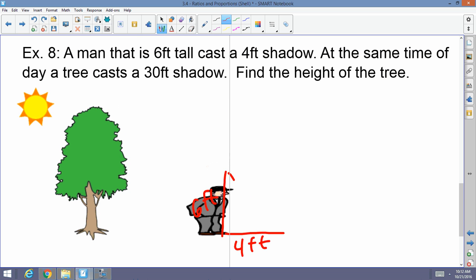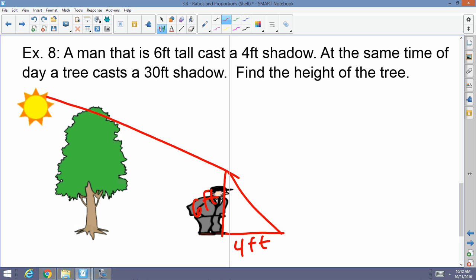So I just made a little triangle. Does everyone see what I did there? Now, why did the shadow go this way? Remember, the sun's this way, right? So the rays are catching there. So the shadow is going to be produced there.